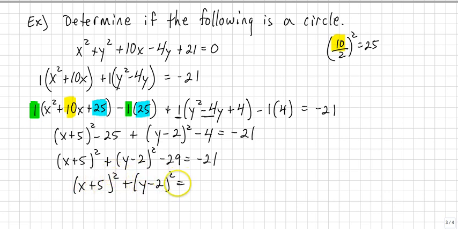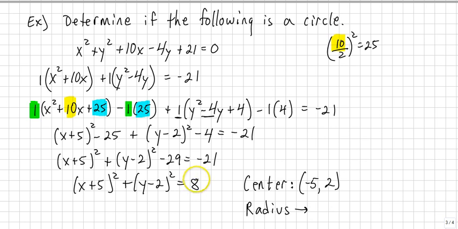And we end up with 8, which is the equation for a circle. So we've got center. Our center is negative 5, positive 2. And our radius is, remember, this is r squared. So this is not the radius. So this is r squared right here.